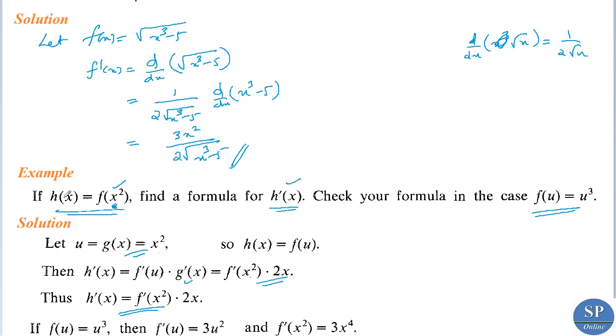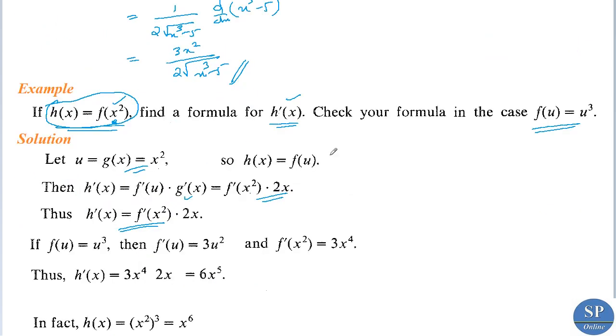Here we are given that h of x is any function of x square. Now we have to check our formula in the case of f of u equals u cube. So if f of u equals u cube, then f dash of u equals 3u square. So f dash of x square is equal to 3 into x square whole square, that is 3x power 4, because we replace u by x square here.